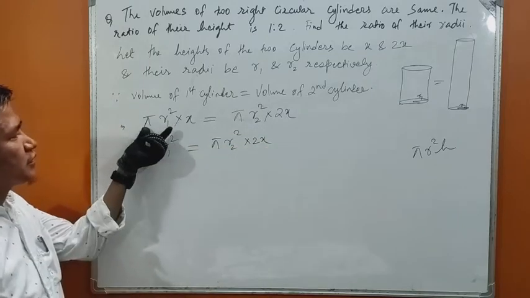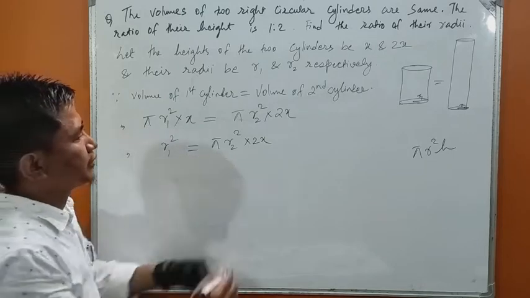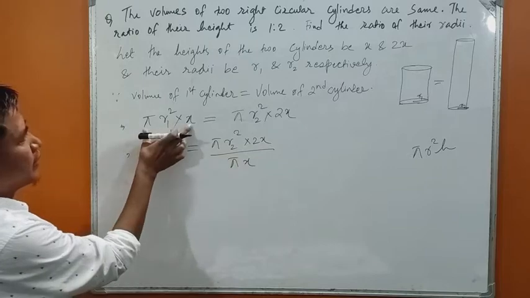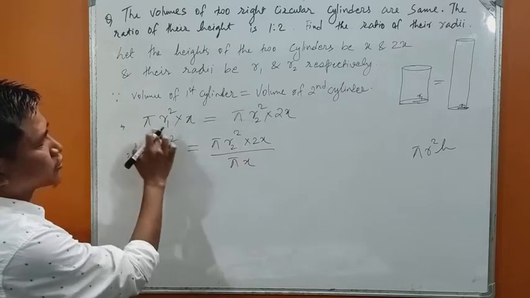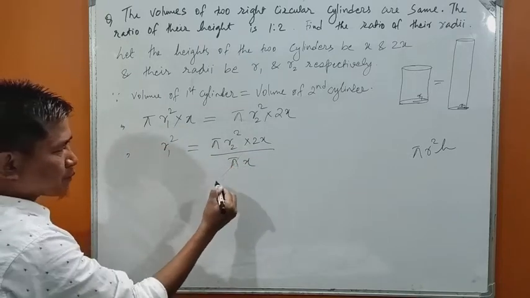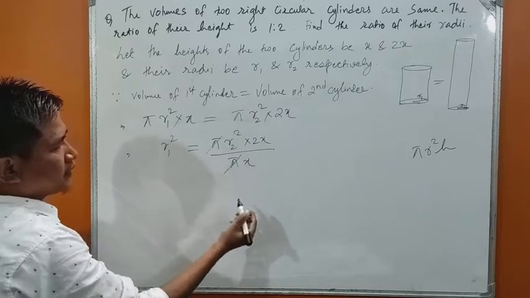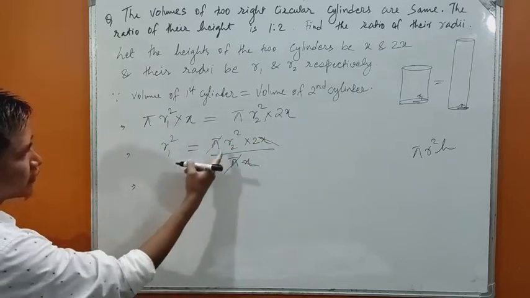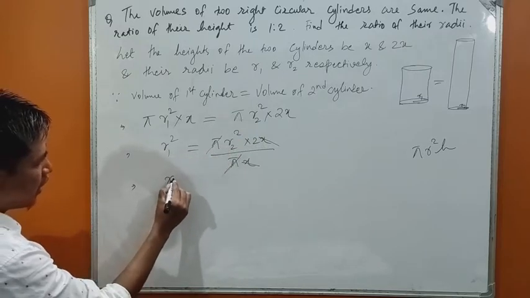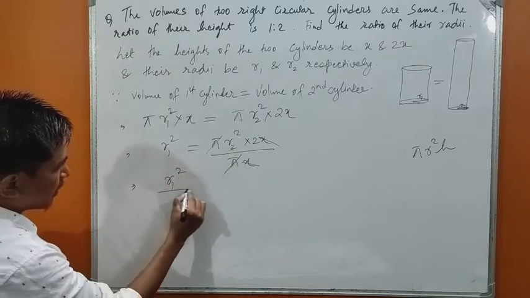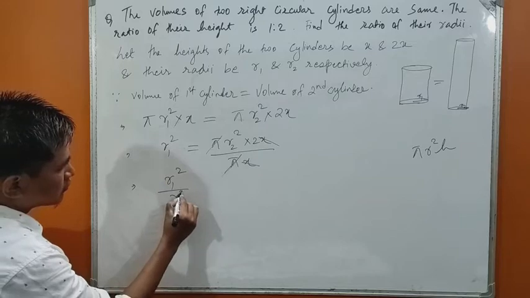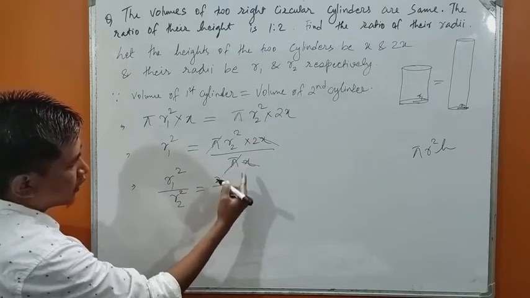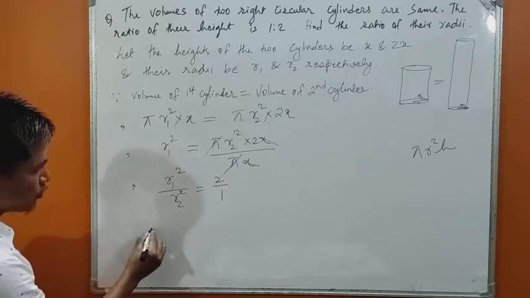Now let us take this pi and x to the denominator here, pi x. This pi and x goes to the denominator by cross multiplication, isn't it? So this pi and this pi can be cancelled, and this x can also be cancelled. So now let us bring this r2. r1 square by r2 square equals, this 2 remains in the numerator and 1 is in the denominator, isn't it?